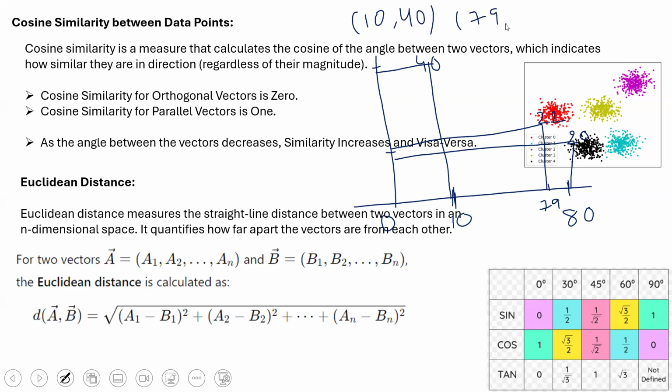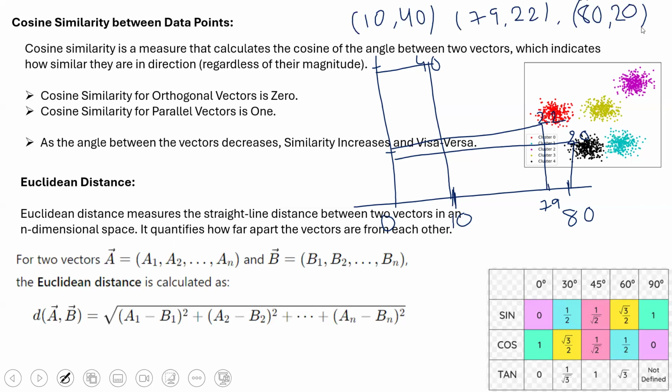79, 22 is another point. And 80, 20 is my other point. Now you have to determine which two points are similar out of these three points. You have to find out which two points are similar.